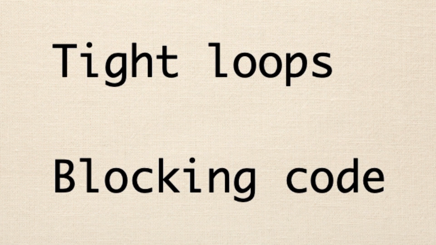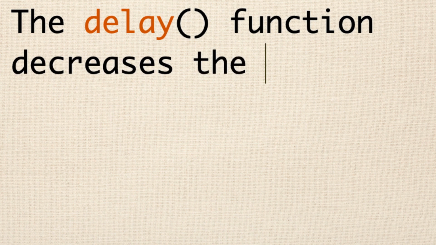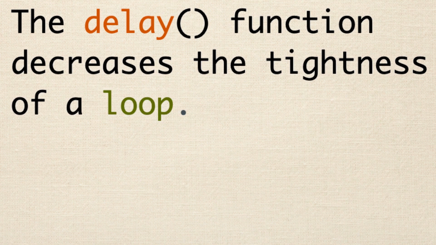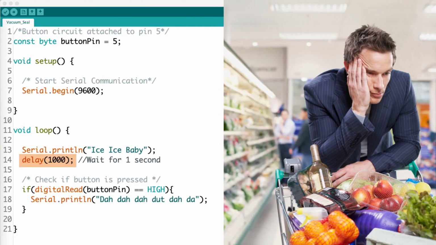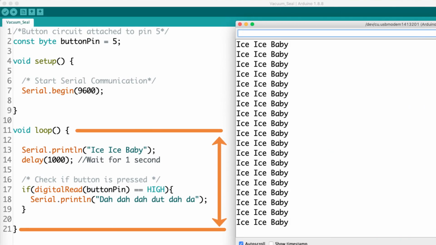Okay, so we've talked about tight loops, and we've talked about code that blocks, or blocking code. Now I want to take a moment and just talk a little bit more about this delay function. What have we established so far? First, we've said that the delay function decreases the tightness of a loop. So if you've got a tight loop and you add the delay function, it's going to make it less of a tight loop. That is, the amount of time it takes to get from the start of the loop to the bottom is going to increase with the delay function.